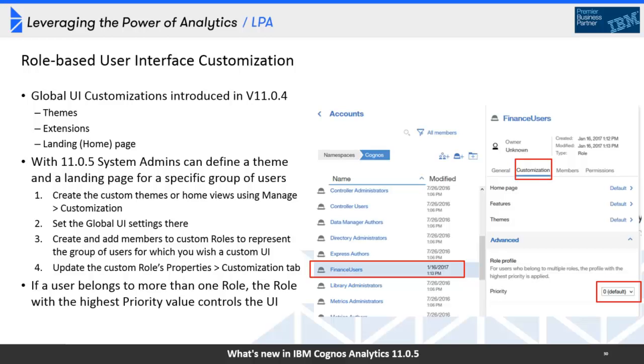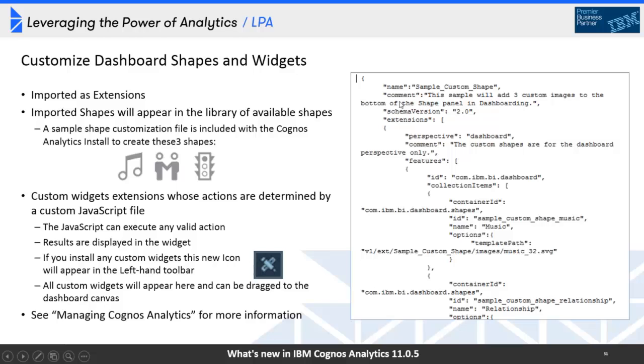Now, what if I am in two roles? What if I'm a member of role 1 and role 2? You can optionally say which role will win, if you will, which role supersedes the other based on something called the priority of the role. Highest priority will win. So the role that I'm in with the highest priority, that's the UI I will get. So we'll take a quick look at that, time permitting.